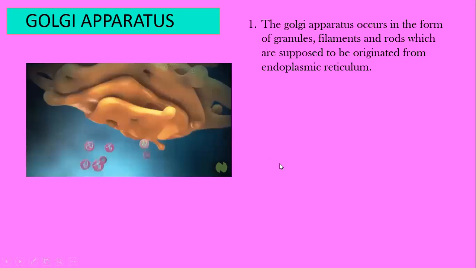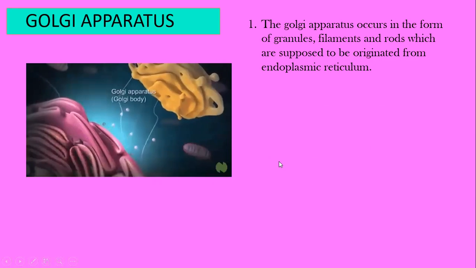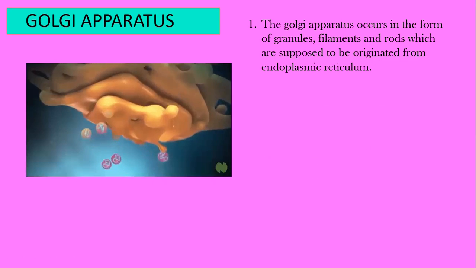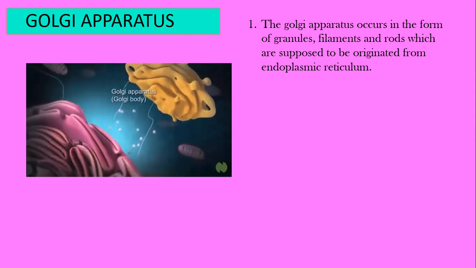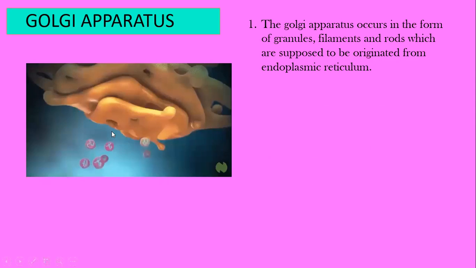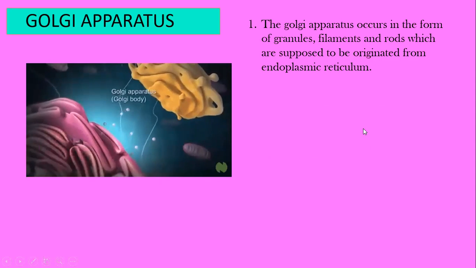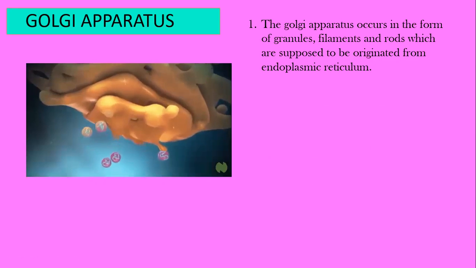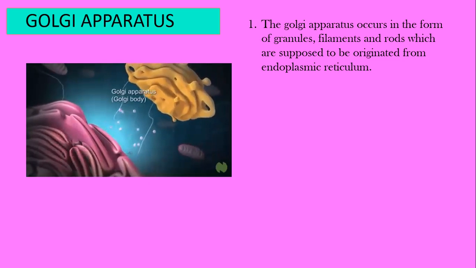Normally we can see that the Golgi apparatus occurs in the form of granules, right? Several granules leave the endoplasmic reticulum and form the Golgi apparatus. It is made up of granules, filaments, and some rod-like structures, which are supposed to originate from the endoplasmic reticulum. So from the endoplasmic reticulum, a few things are released outside it, into the cytoplasm, which actually forms the Golgi body.